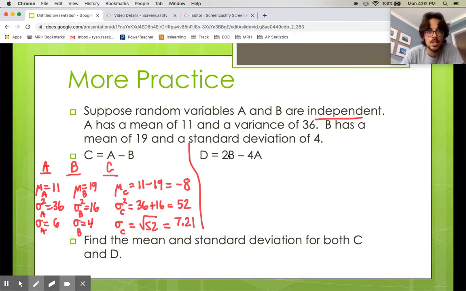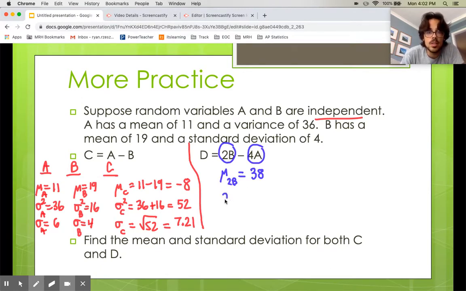So what's going to happen here is I think the best way to do this problem is to do each of these pieces separately first. So D is going to be 2 times B. So I'm going to find my stats for that 2 times B piece. And the mean of B is 19. So the mean of 2 times B is going to be 38. I just did 2 times 19 for my new mean for just that bubble right there.